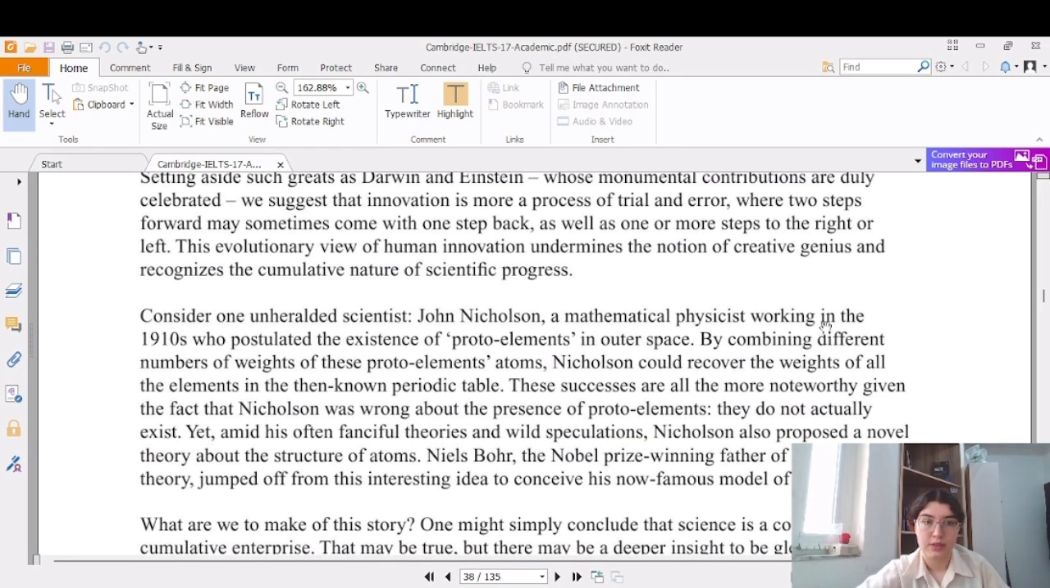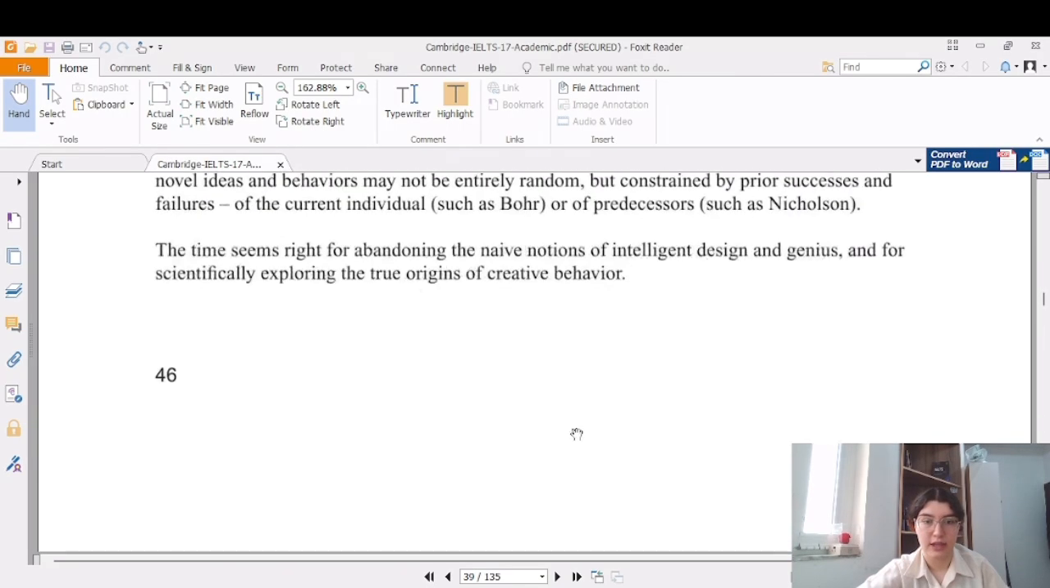A mathematical physicist working in the 1910s postulated the existence of proto-elements in outer space by combining different numbers of weights. Nicholson could recover the weights of all the elements in the then known periodic table. These successes are all more noteworthy given the fact that Nicholson was wrong about the presence of proto-elements. They do not actually exist. Amid his fanciful theories and wild speculations, he also proposed a novel theory about the structure of atoms. So it was actually a wrong idea. It was a fanciful theory. It was just a wild speculation that Nicholson gave.